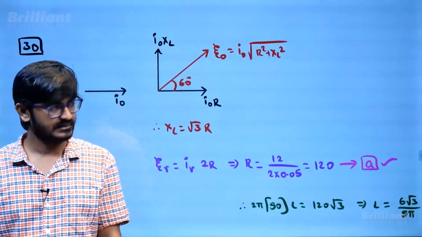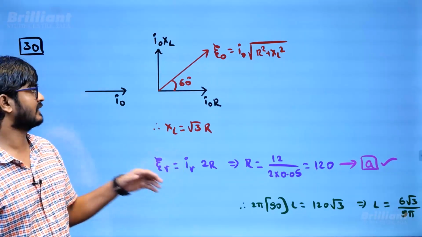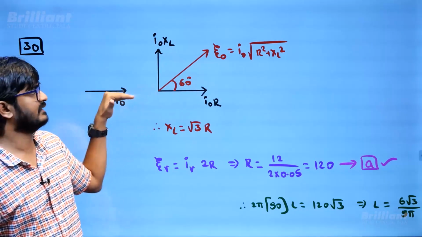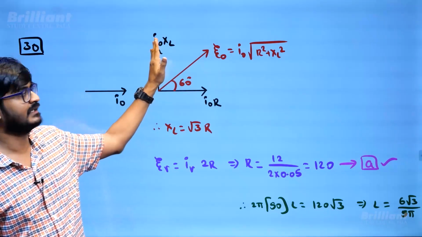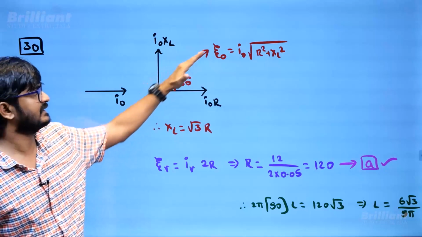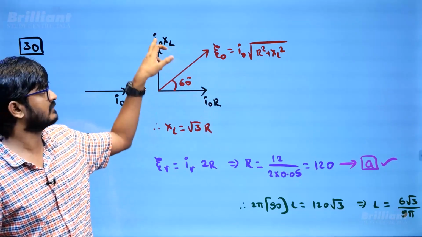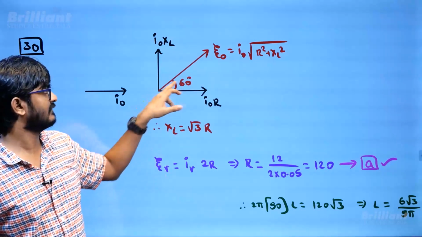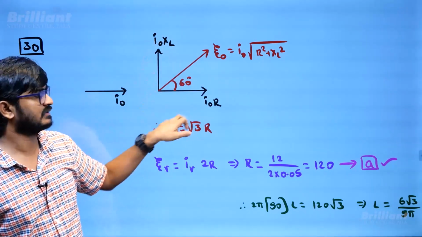So initially they said a resistor and inductor are there. I didn't draw the figure, but if I take current as reference, then voltage across the resistor will be in phase, voltage across the inductor will be leading by 90 degrees, and the resultant will be given by I into root of R square plus XL square. Now they said it is making an angle of 60 degrees. From there, when I take tan theta, I can say XL equals root 3 into R.